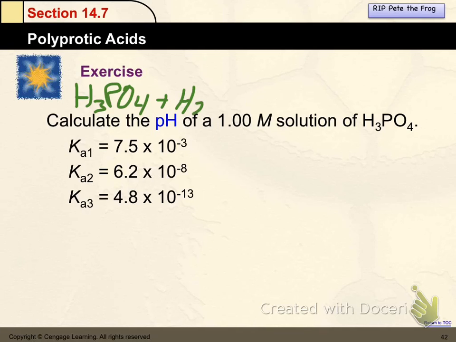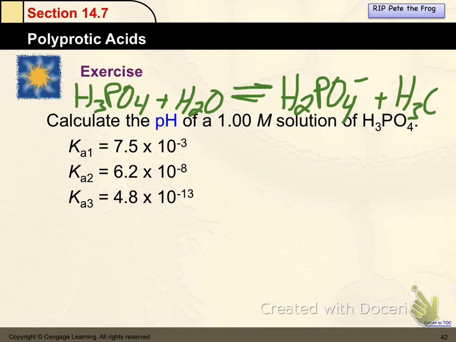Plus H2O. We're going to give this an equilibrium sign because this is certainly not a strong acid. Phosphoric is a weak acid. Okay, we get an equation that looks like that. All right, now let's figure out what's happening here.